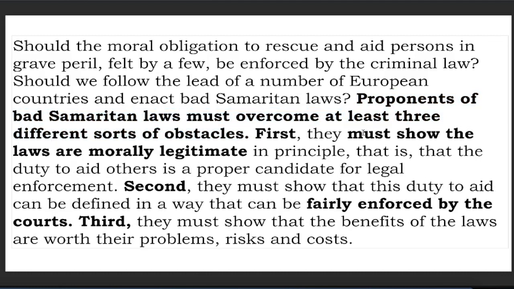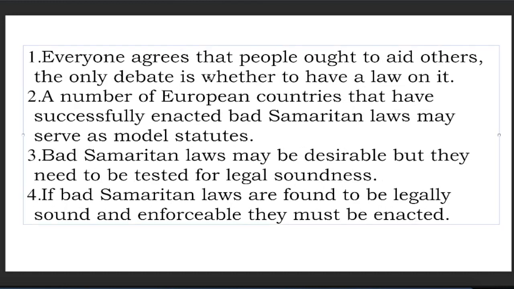And when I read them, I noticed that they all have to do with principles of law, that the laws are morally legitimate. They can be fairly enforced by the court. So the repeating word is law, court, etc. for me. So good, I have a decent enough picture of the paragraph and I'm very excited to move towards the options and see whether I can find the summary or not. First option.